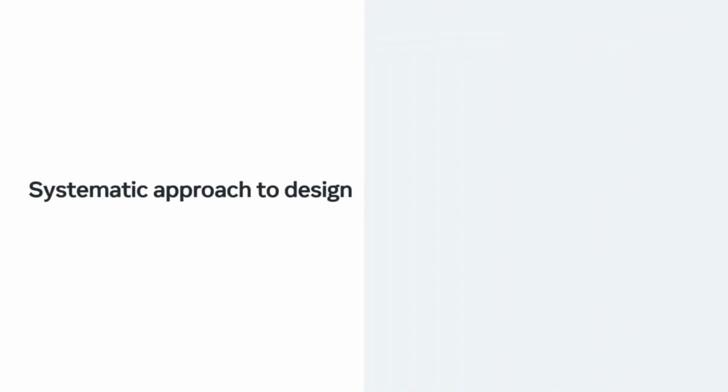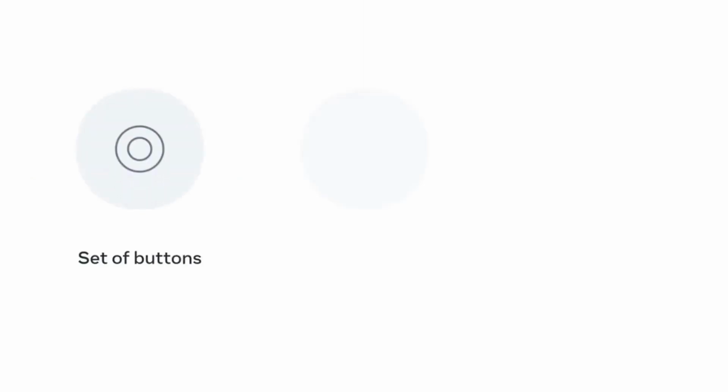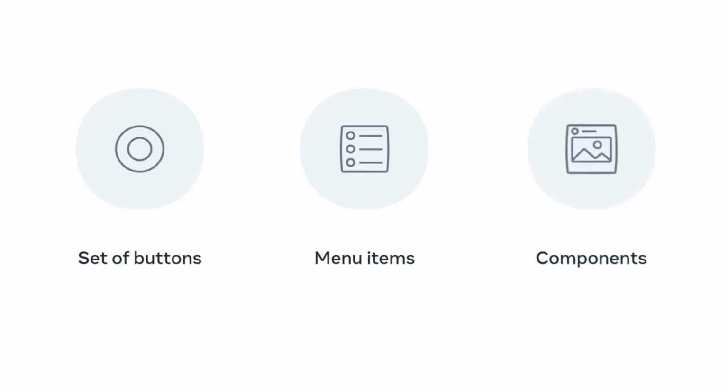A UI kit is similar to a design system, but as its name suggests, it is limited to the elements and features that populate a user interface or UI. A UI kit still shows a systematic approach to design, for example, a typographic scale or a color system. It can list a set of buttons, menu items, or components, but it is not as thorough as a design system. For the scope of this course, you will use a UI kit.